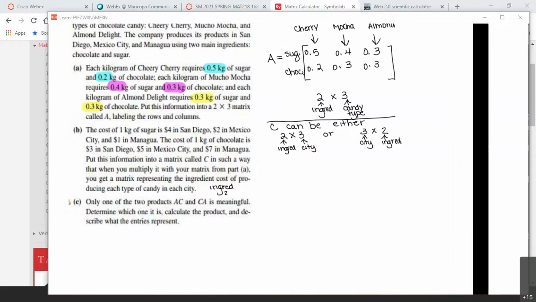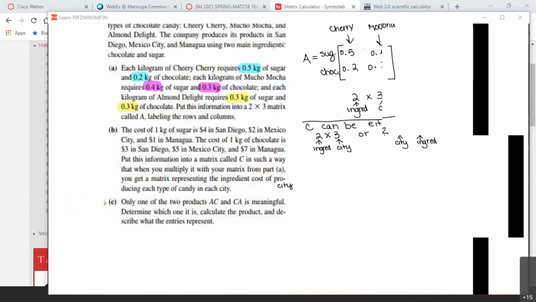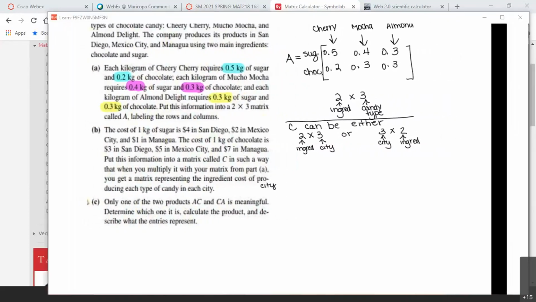Okay, that's going to be a 2. Then I want city, like that. Okay, so basically I can get ingredients, right, like that. But then it says the cost of producing each type of candy. So they don't want ingredients anymore. Okay, they want candy. Right, so what they want is a 3 by 3 matrix to be the answer.